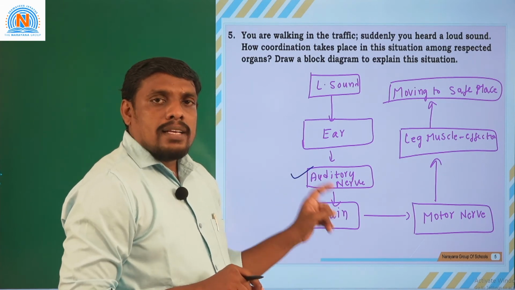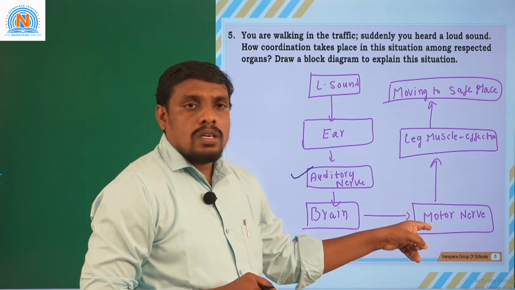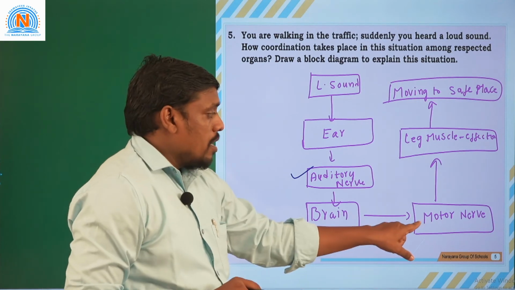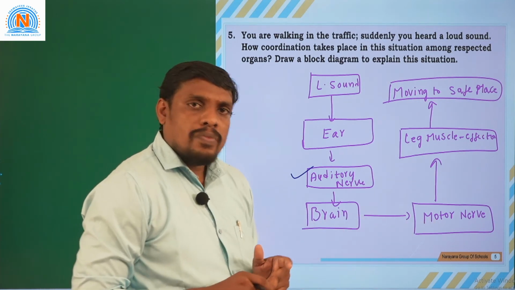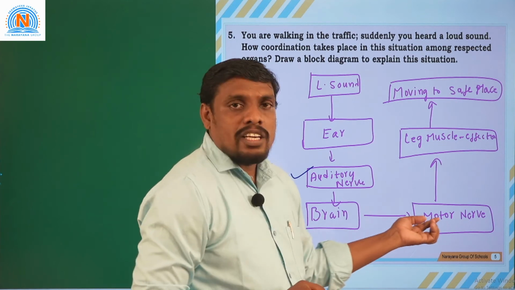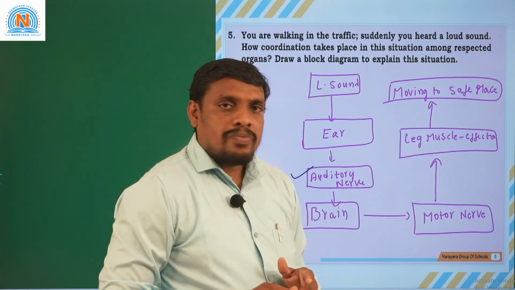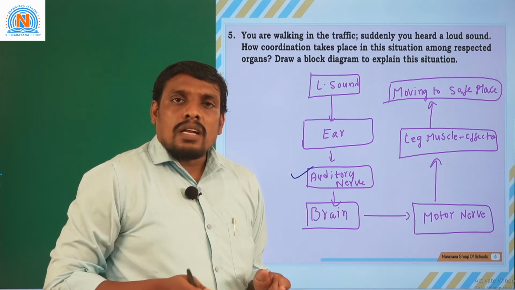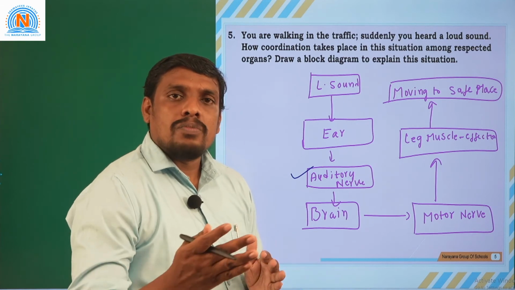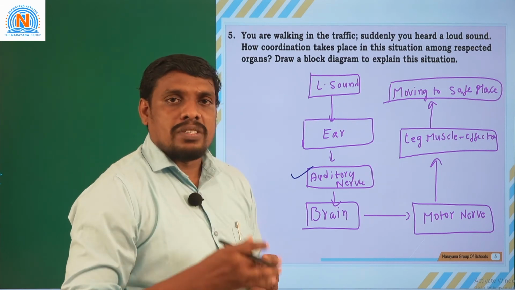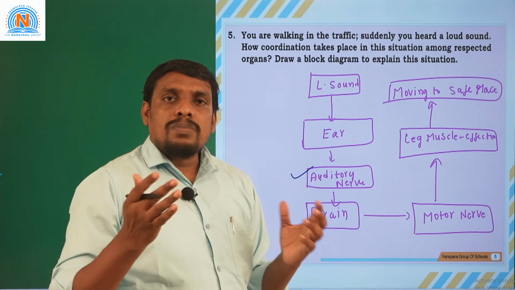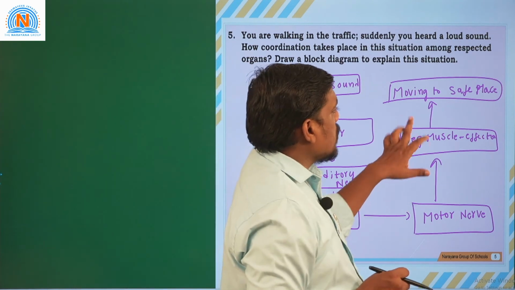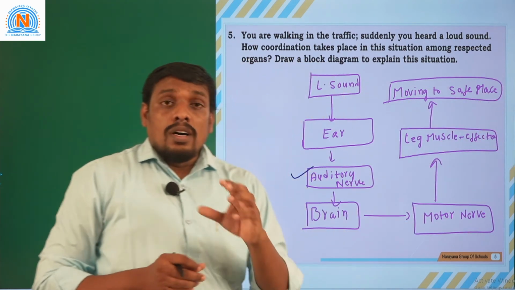Now the brain analyzes those signals and sends them back to the leg muscles with the help of the motor nerve. You know that efferent nerves are also called motor nerves. These motor nerves carry information towards the leg muscles, which are effector organs. These leg muscles try to move our body away from the traffic, or away from any object, or away from any lorry or vehicle, isn't it? And finally the leg muscles help us move to a safe place.